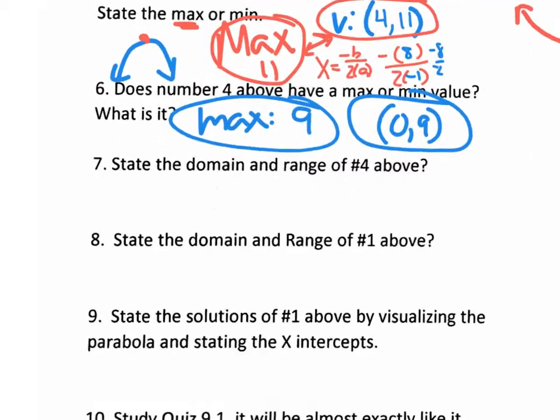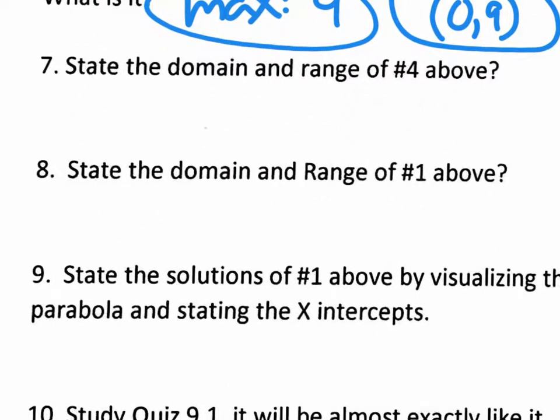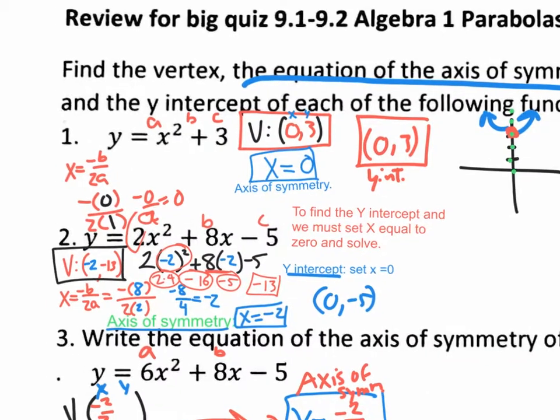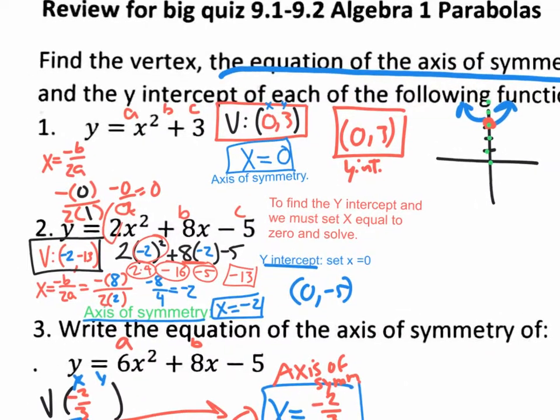Okay, number 8. State the domain and range of number 1 above. So let's go back to number 1, way up here. And we even drew a sketch for it already. The vertex was easy to find because the b value was 0. So the vertex was (0, 3): 0 on the x, 3 on the y. The a value is positive 1, so we know it's opening up. So that tells us that it's a minimum value.